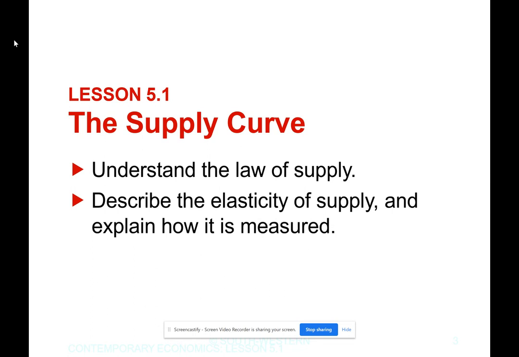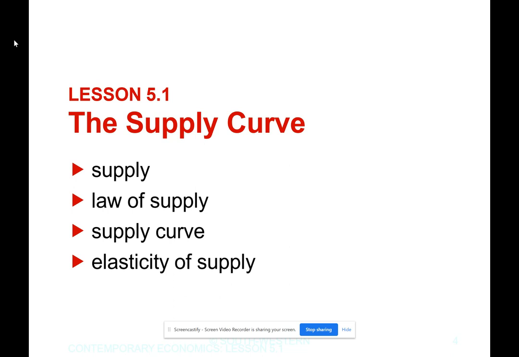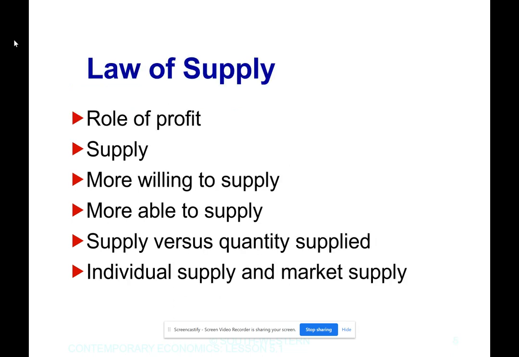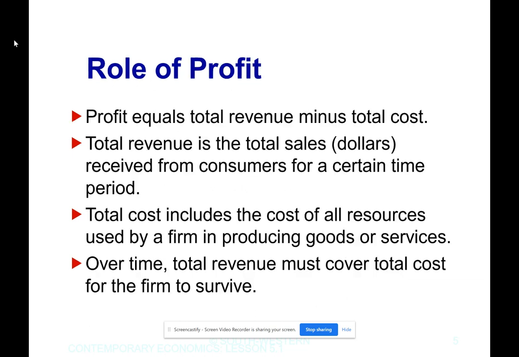Lesson 1, the supply curve. We're going to understand the law of supply, describe the elasticity of supply, and explain how it's measured. Here are some key terms that we're going to be looking at, and some other aspects of the law of supply for section 1. Basically, we're going to go over why profit is the incentive that motivates the behavior of suppliers. These are factors that deal with supply.